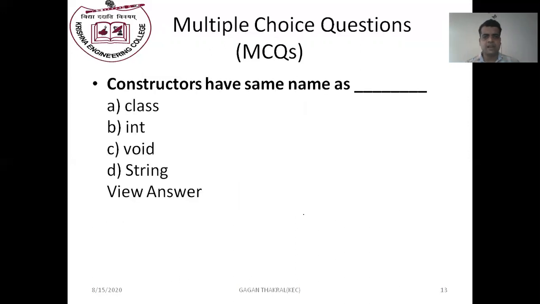Next, a constructor has the same name as dash. Option A class, B int, C void, D string. So the answer is A. A constructor has the same name as the class.